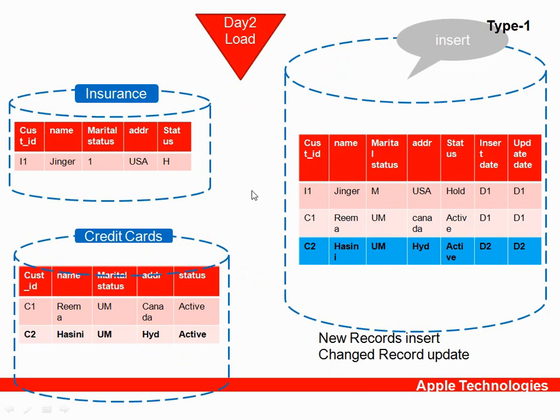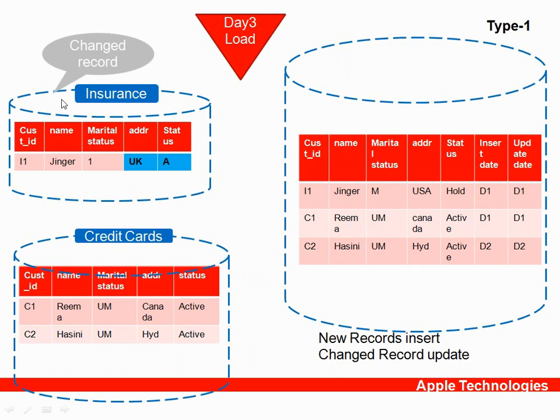Fine. So far we have seen only new information inserted. Now there is a change in the address of this particular customer. When there is a change, if it is type 1, what do we need to do? The changed record you need to update. So take this changed record.